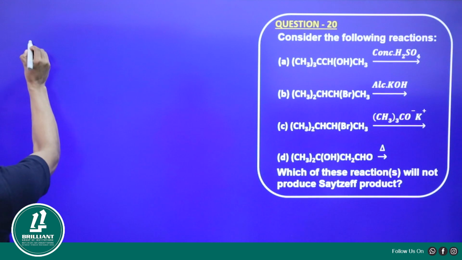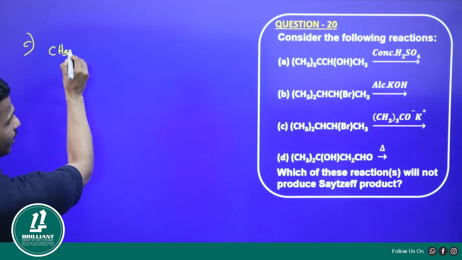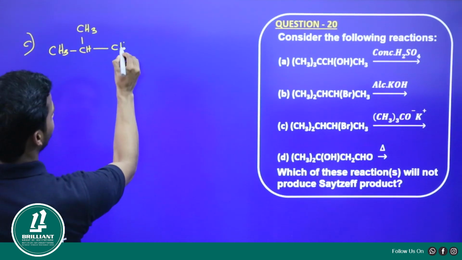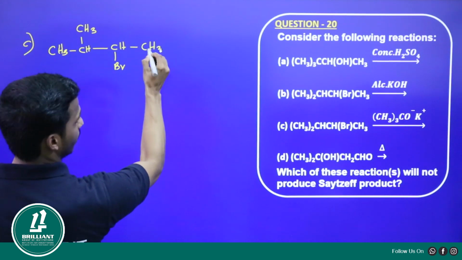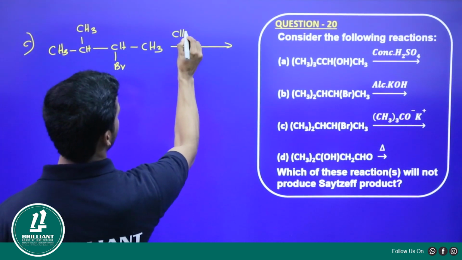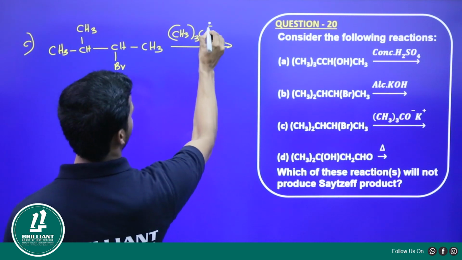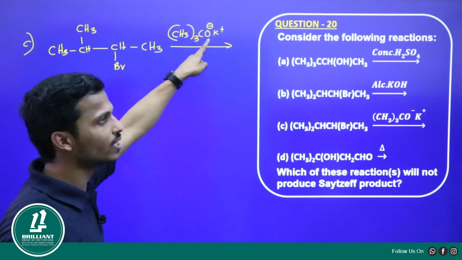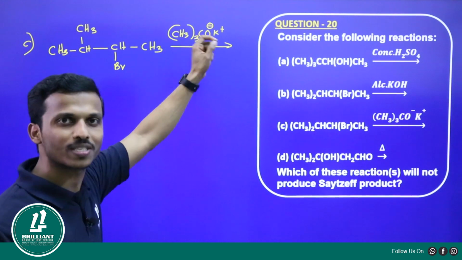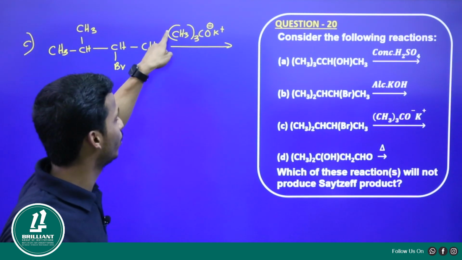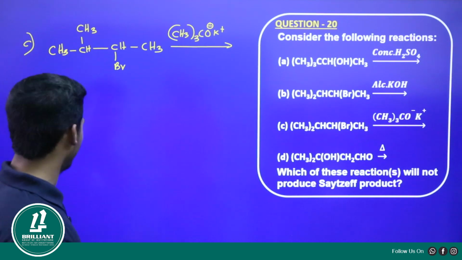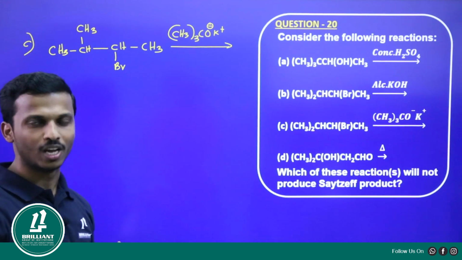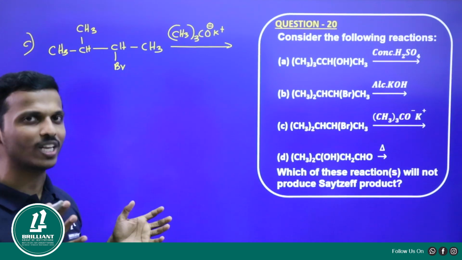What is option C? It has the same species as here, CH3, CH3 and CHBr along with one CH3. It is treated with CH3 thrice C O minus K plus. What is this compound? This is tertiary butyl with oxygen. It is called potassium tertbutoxide. It is the basic part here. See the problem. The mechanism is the same as when you treat with alcoholic KOH. The process is dehydrohalogenation. But what is the problem here?